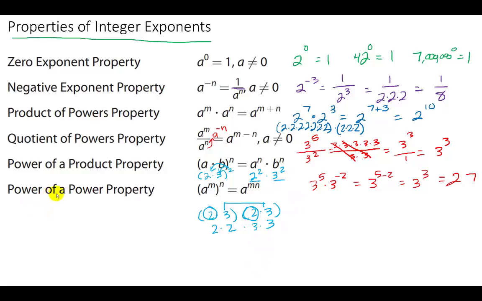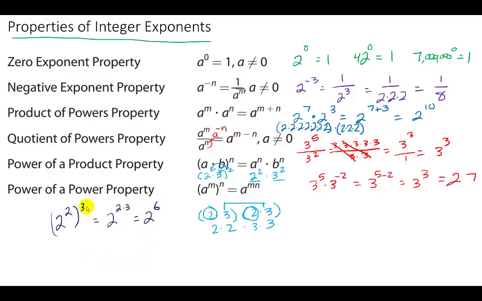Finally, we have the power of a power property. a to the m to the n. Power to a power. So if I have 2 squared to the 3rd, the power of a power says that I can multiply the exponents. So I could say 2 to the 2 times 3. 2 times 3 is 6. So it would be 2 to the 6.